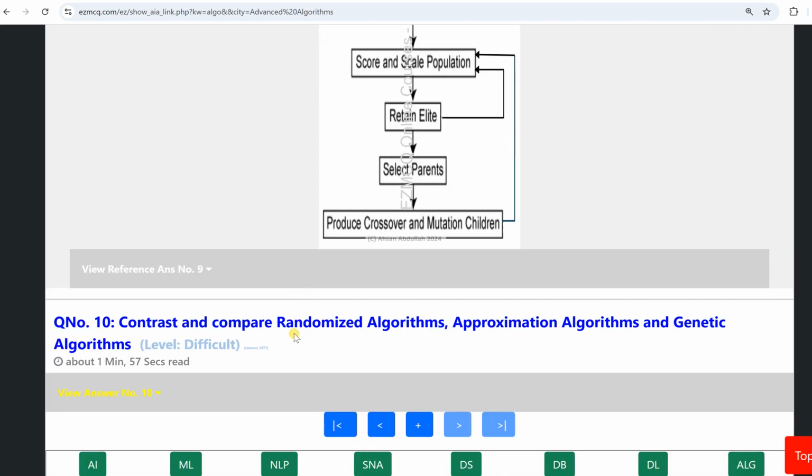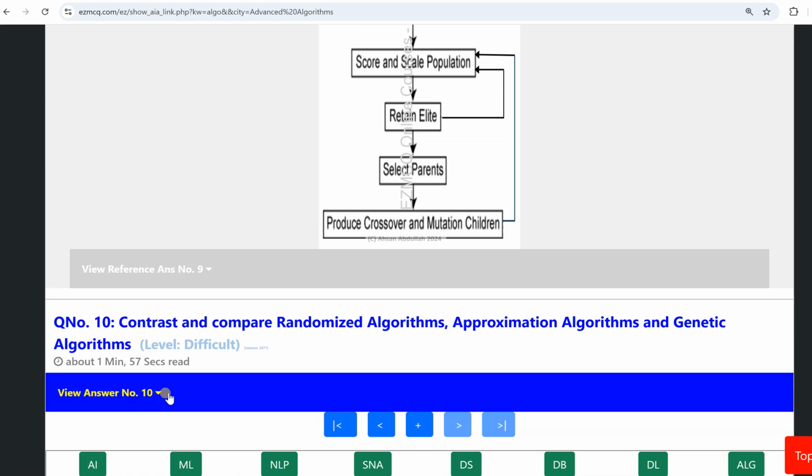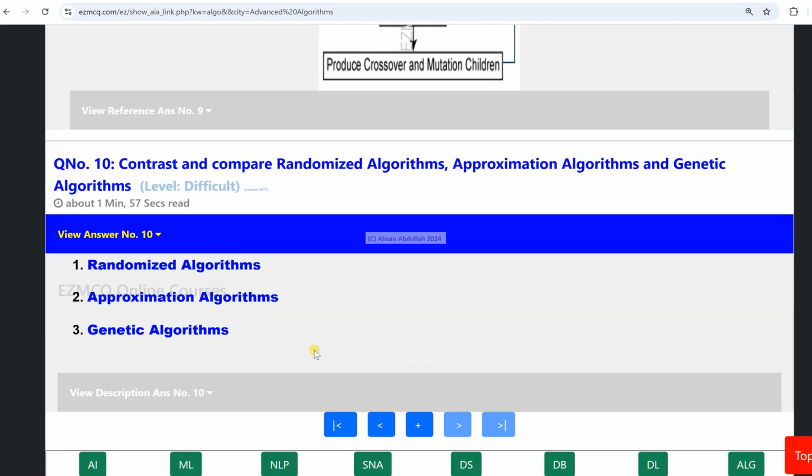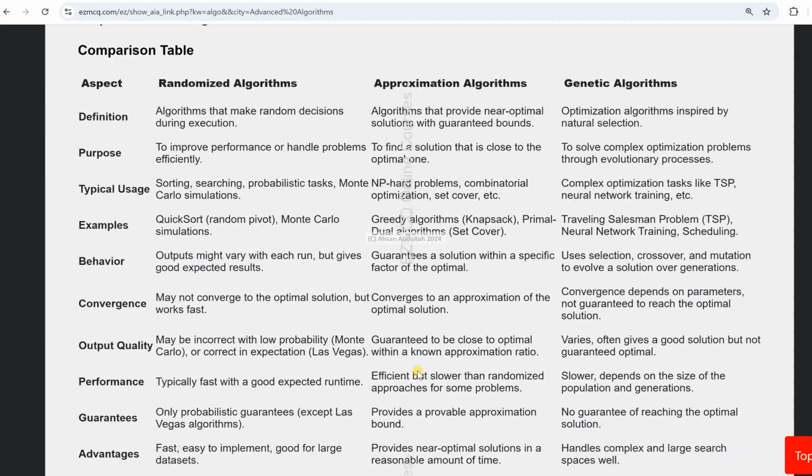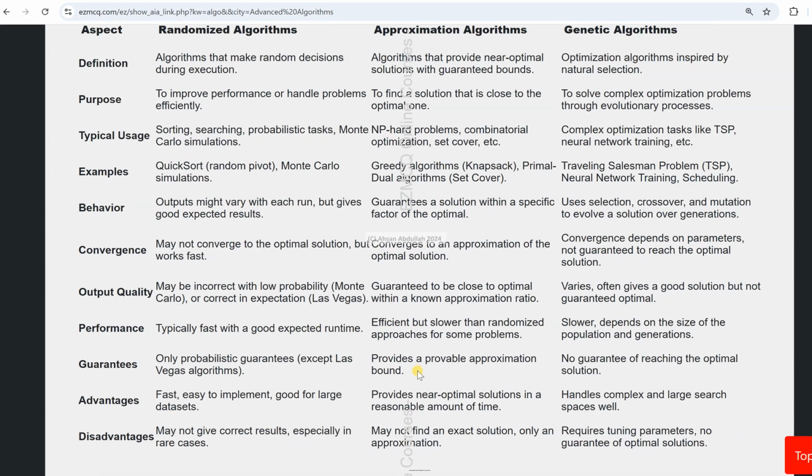So to end this topic and to end this course, this is the last question: the concept that contrasts and compares randomized algorithms, approximation algorithms, and genetic algorithms. Here is a very detailed comparison, and I will just go over some of those comparisons. Let's look at the disadvantages. Randomized algorithms may not give the correct results, especially in rare cases, which is the case for Monte Carlo algorithms. The disadvantage of approximation algorithms is that they may not find an exact solution, only an approximate solution. We are never guaranteed the exact solution.